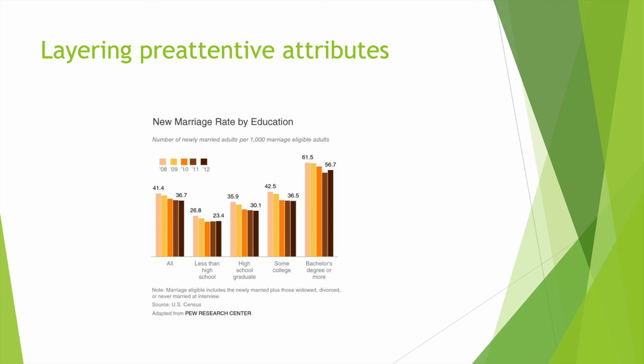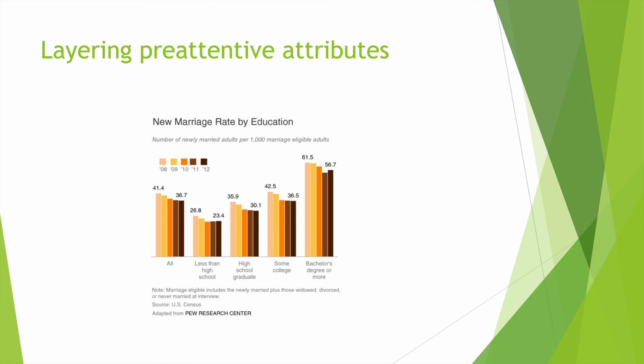So it's saying the number of newly married adults per 1,000 marriage eligible adults. So it's more people who have a college degree, and this is a story that you can tell. More people who have a bachelor's degree or more are getting married, and the number actually has decreased. Originally in 2008, we'll say, it was 61.5% of people getting married. But as time went on, fewer people at that rate were getting married. It moved down to 56.7%.